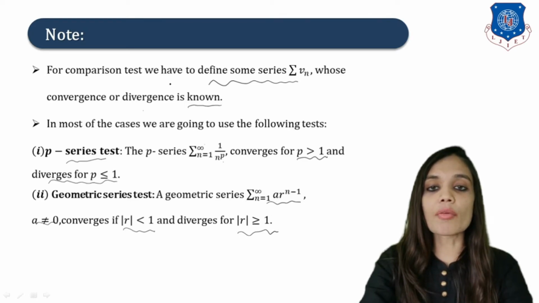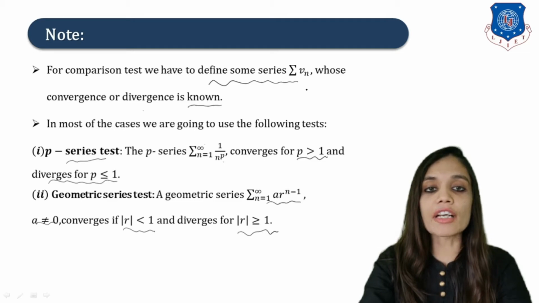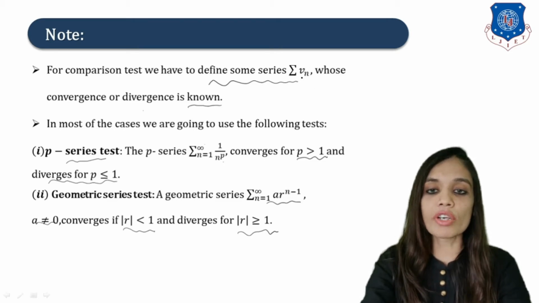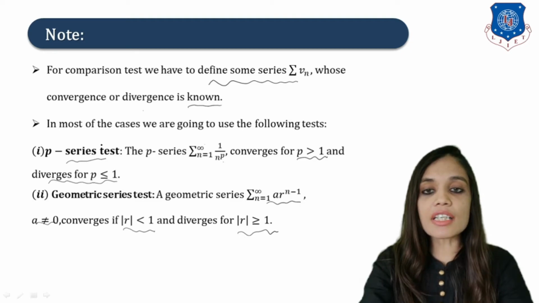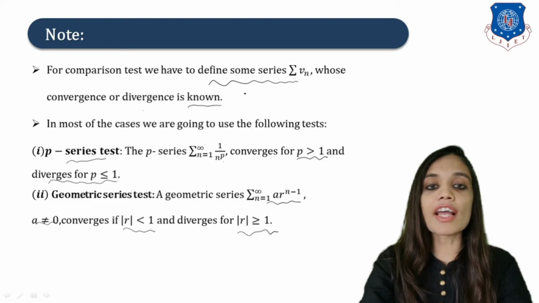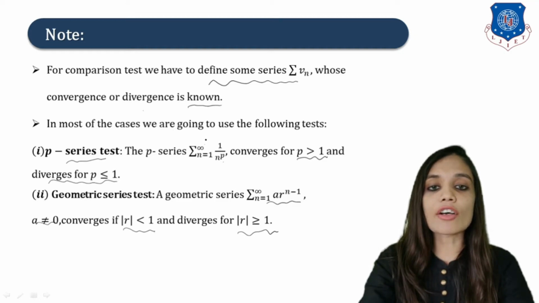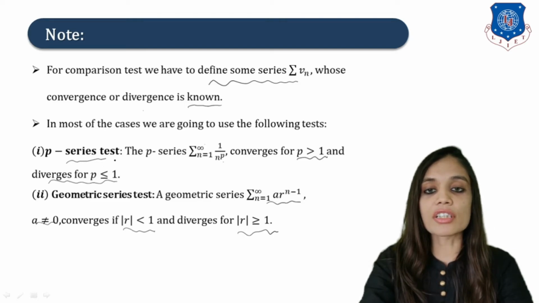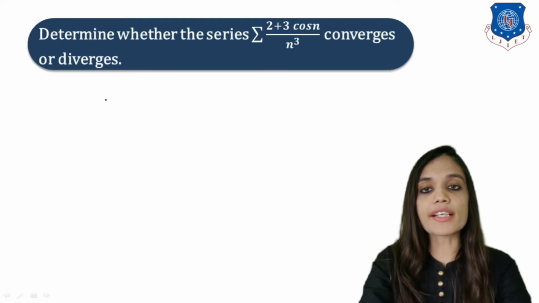So what we will do in the comparison test is, firstly, find our Vn from our Un only, apply the P series or geometric series test on our Vn, and then find the value of L. What is L? Limit n tends to infinity Un upon Vn. If it is finite and non-zero, then by the limit comparison test, if Vn is convergent, then Un will also be convergent, and if it is divergent, then Un will also be divergent. Right? So let us now solve examples.